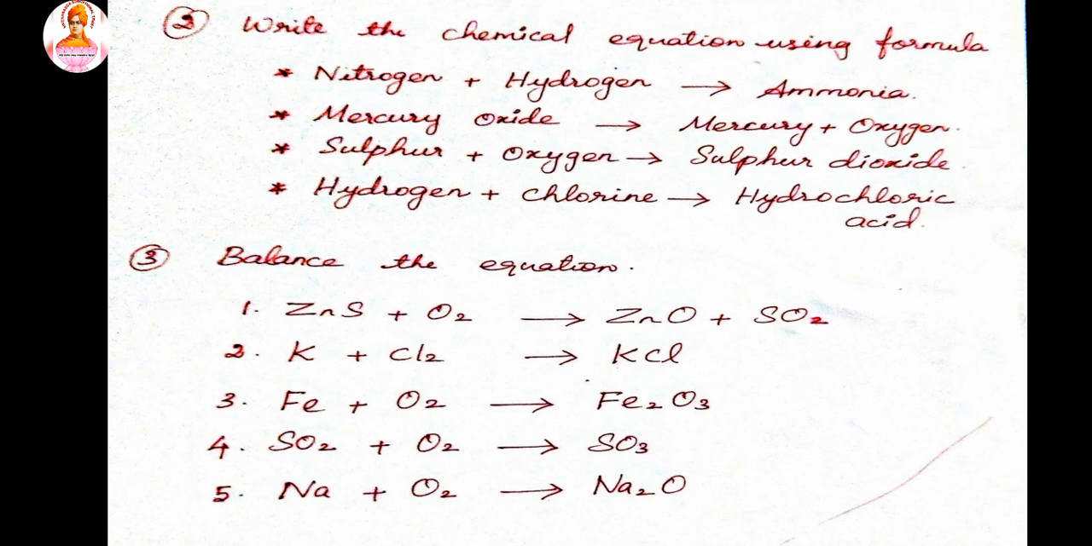Next one, write the chemical equation using formula, that means using chemical symbols. Nitrogen plus hydrogen gives ammonia. Nitrogen, the symbol N, hydrogen, the symbol H, ammonia NH3. The same way you have to write all the chemical equations. The next one, balance the equation. Here are some unbalanced equations. You have to balance the equations and submit.